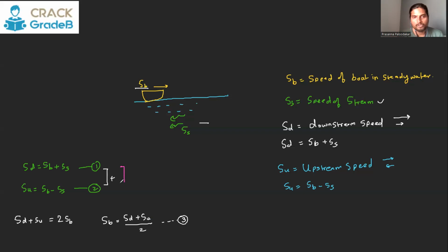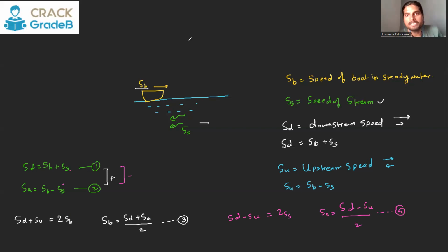And now we subtract these two, from 1 we subtract 2. The left hand side will be SD minus SU. On the right hand side, SB will get cancelled, and SS minus SS will be 2SS. That gives us SS is equal to SD minus SU upon 2. This we call formula number 4.